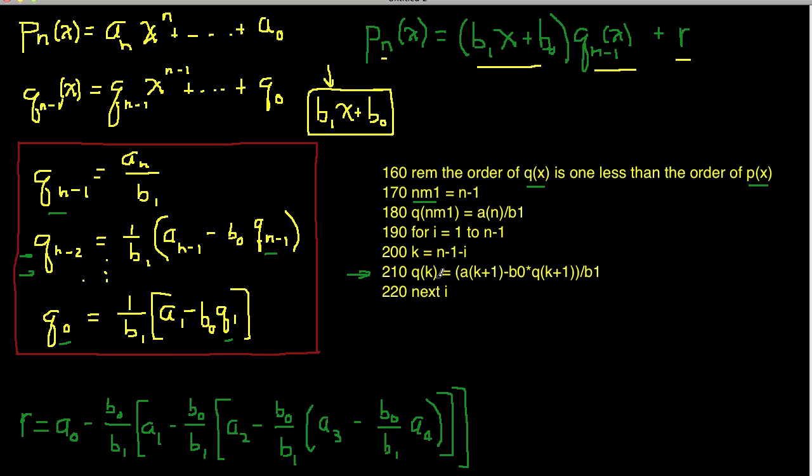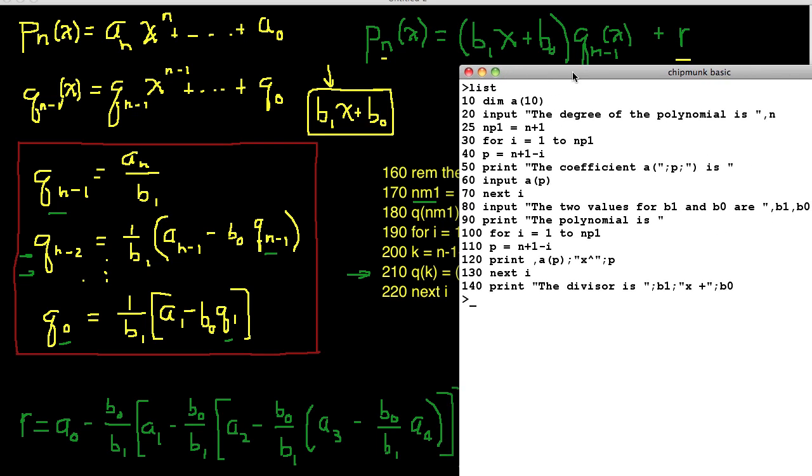Well, if k is 0, then k plus 1 is 1, so that's a sub 1 right there, a sub 1. And then minus b0 times q sub 1. Okay, so that's how that set of computer code operates. So let's look at the program that we have right now as it stands.